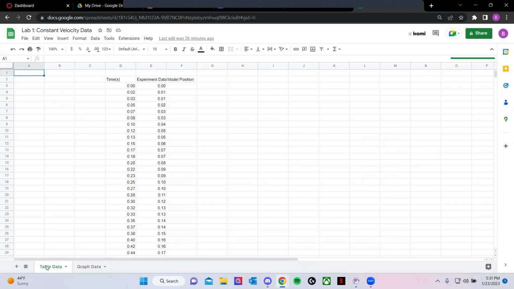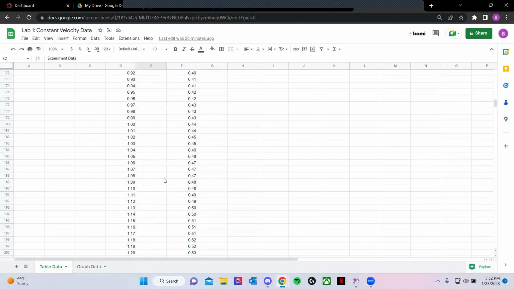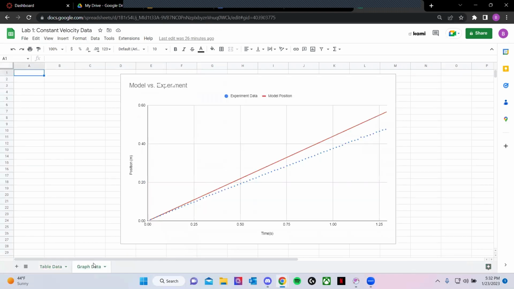Now that experimental and computational data have been collected, they can be compared via Google Sheets by placing each respective data group in its own column, as shown here. Taking a look at the data, there's a discrepancy between the experimental data in blue and the model data in red. In order to explain this discrepancy, the experiment's system and surroundings must be detailed first.